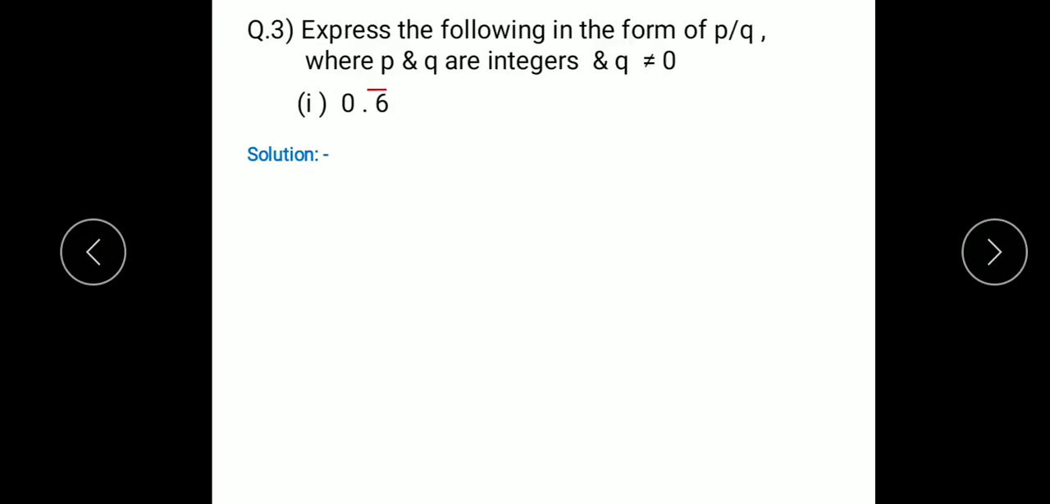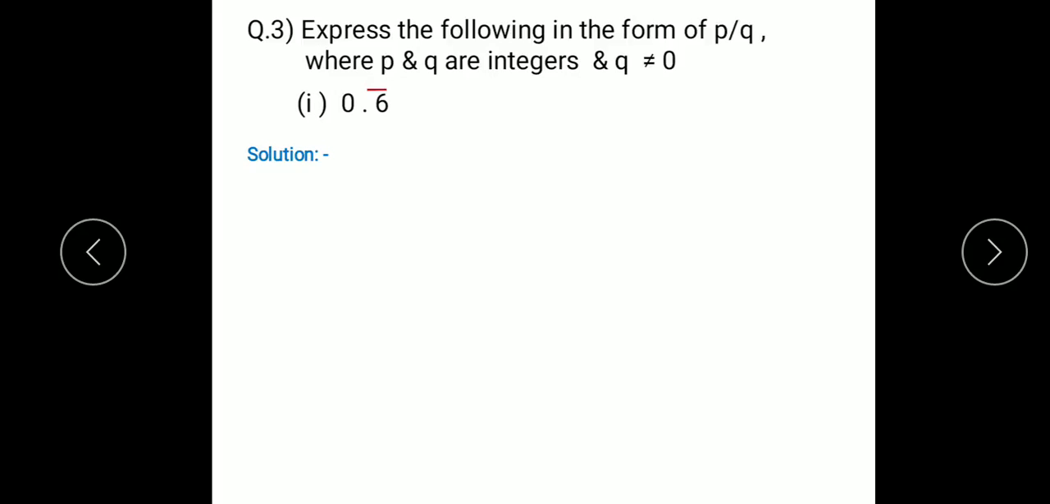Today we are going to see one more question. How can we express a decimal number in fraction form? This can be very easily done if the decimal is a terminating one. For example, if the decimal is 0.5, we can easily write it as 5 upon 10 in fractional form. If it is 0.003, it can be written as 3 upon 1000.